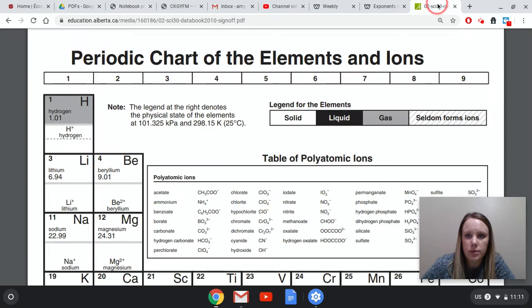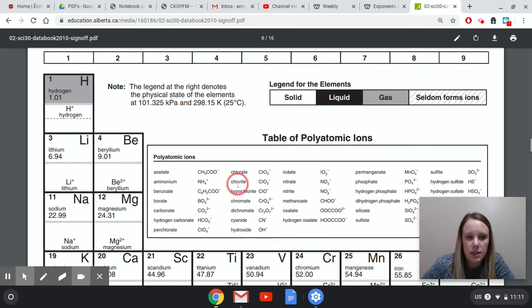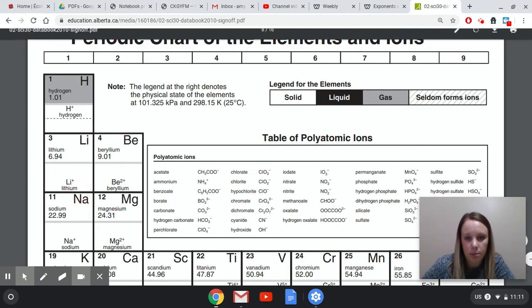So if you open your data booklet to the periodic table, we have the polyatomic ions in this box right here. So you can see that these have many different atoms all put together. Like here we have nitrogen and hydrogen, iodine and oxygen, nitrogen and oxygen. So it's just some combination of multiple atoms put together to make what we call polyatomic ions. So these are still ions, they have charges, and they can combine with other metals or nonmetals to make compounds.